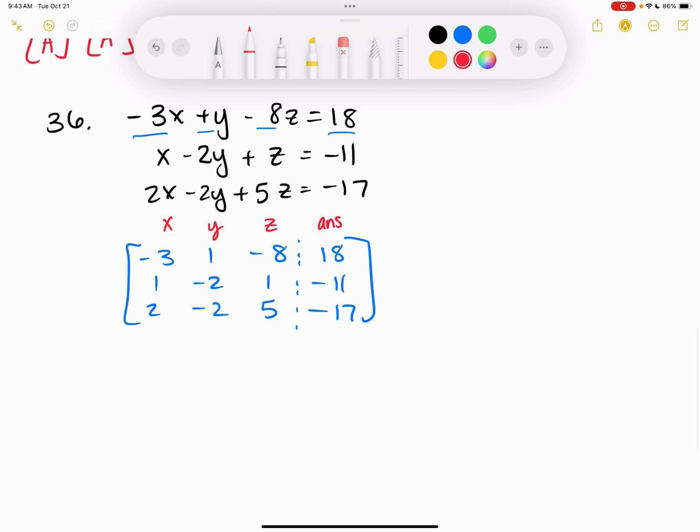So what we're going to do is type that into our calculator, just like that. Just make sure it's all in your system.